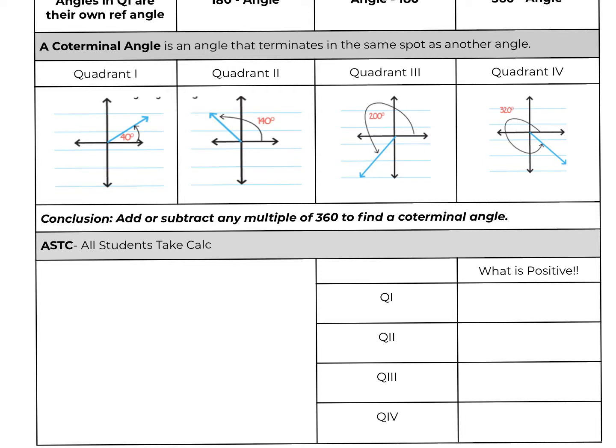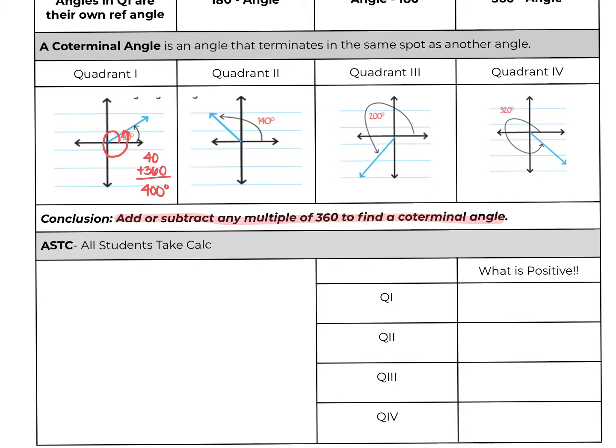Okay, so let's move on to what a coterminal angle is. So a coterminal angle is an angle that terminates in the same spot as another angle. And the way that we find it is by adding or subtracting any multiple of 360 degrees. So an example would be, let's just say I wanted to add 360 to this one. 40 plus 360 would actually be 400 degrees. Now, 400 degrees would be going around the circle once and then a little bit more, which exactly is 40 degrees more.